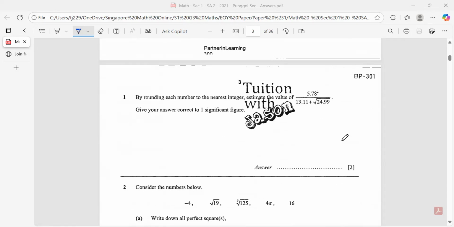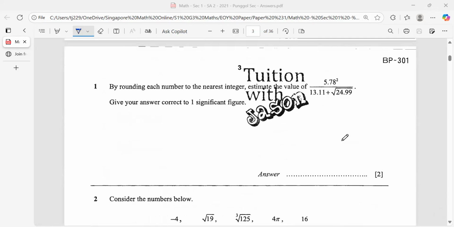By rounding off each number to the nearest integer, estimate the value of this expression. Give your answer correct to one significant figure. All right. So what I'm going to do is underline what's important in the question: rounding off each number to the nearest integer. Let's copy down the question first.